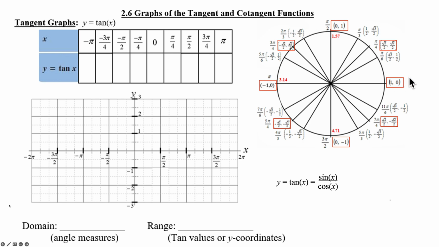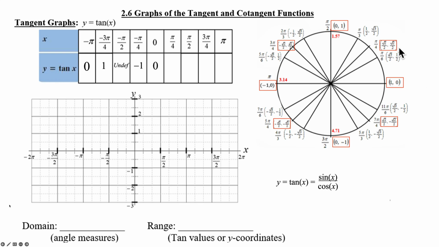So at negative pi, count to here, 0 over negative 1 is 0. Negative 3 pi over 4. Negative over a negative is a positive 1. 0, negative 1. Negative 1 over 0, that's undefined. At negative pi over 4, same 2, so that's a 1, but because there's one negative, it'll be a negative 1. At 0 radians, 0 over 1.